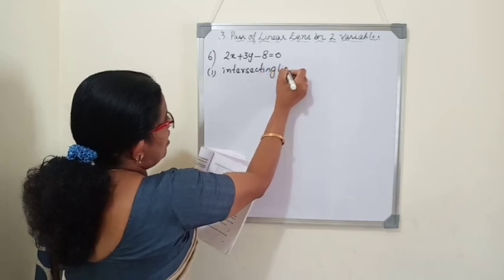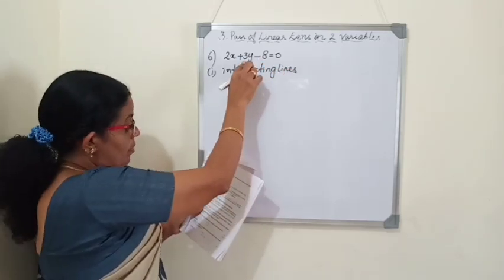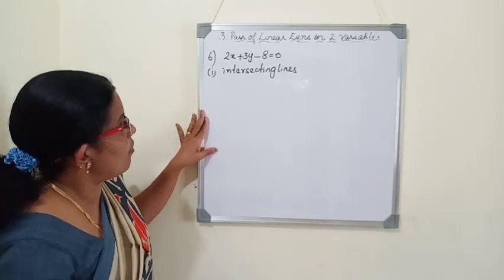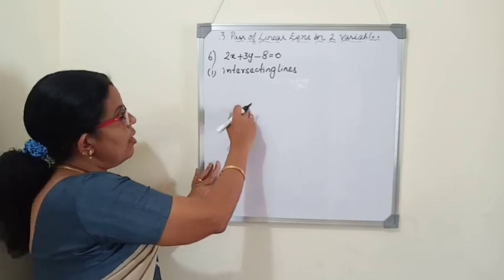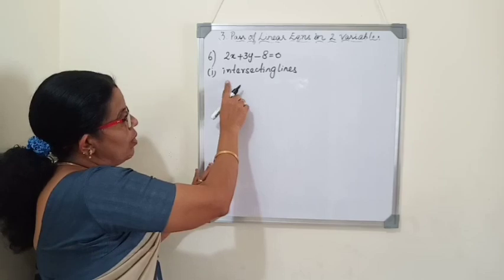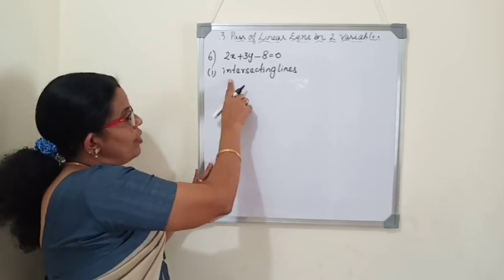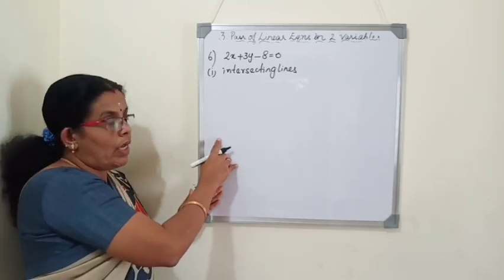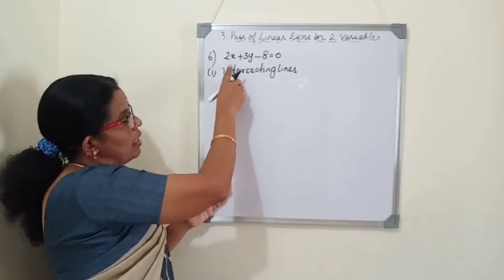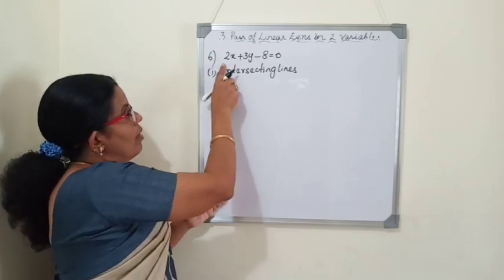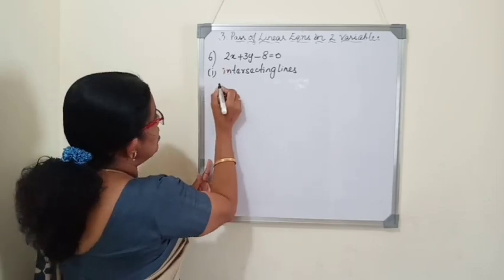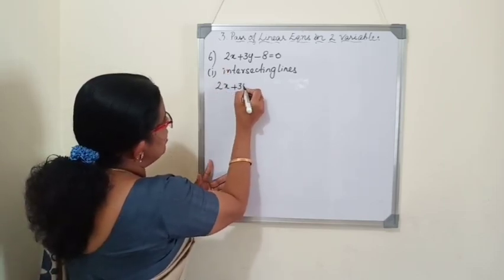So what is the meaning? There is an equation given for a pair of linear equations. We have to write one more linear equation in two variables such that when you plot the points on a graph sheet, it will be intersecting lines. If it is intersecting lines, then a1 by a2 should not be equal to b1 by b2. So the equation is 2x plus 3y minus 8 is equal to 0.